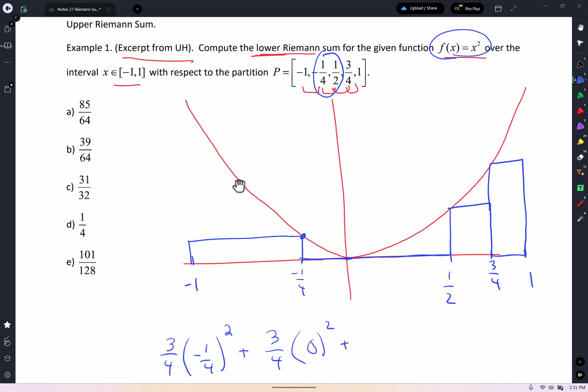Plus the distance between a half and 3/4, that is 1/4. And the height is dictated by 1/2 squared. Plus the difference between 3/4 and 1 is another 1/4. That's the width. And the height is dictated by 3/4 squared. How do we feel? Do we feel okay, guys?